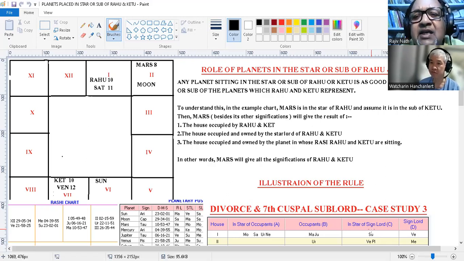Any planet sitting in the star or sub of Rahu or Ketu is as good as if it's in the star or sub of the planet which Rahu and Ketu represent.